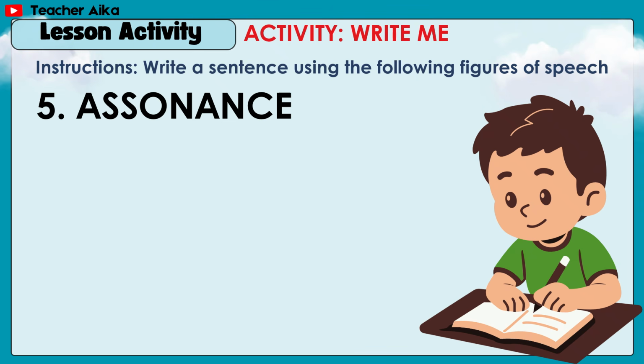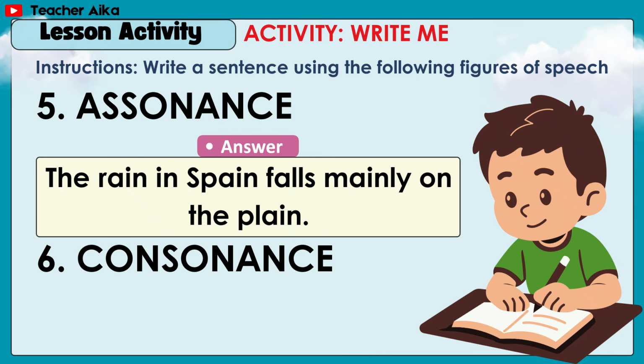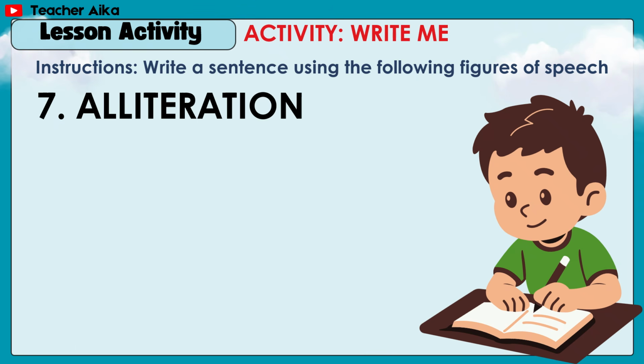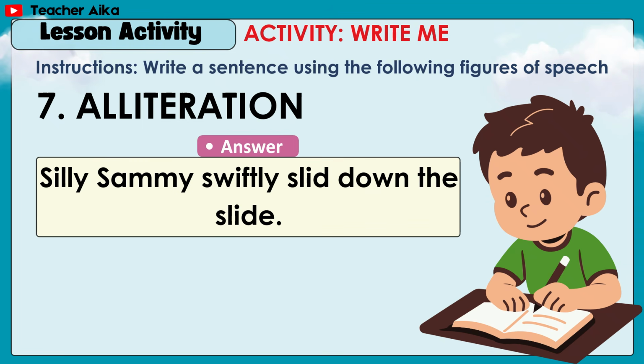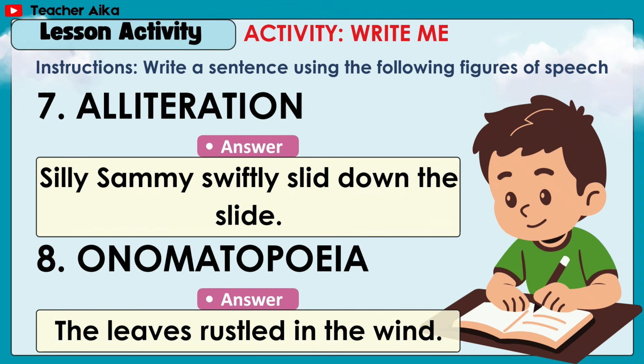Number 5, assonance. Answer: the rain in Spain falls mainly on the plain. Number 6, consonance. Answer: Mike likes his new bike. Number 7, alliteration. Answer: silly Sammy swiftly slid down the slide. Number 8, onomatopoeia. Answer: the leaves rustled in the wind.